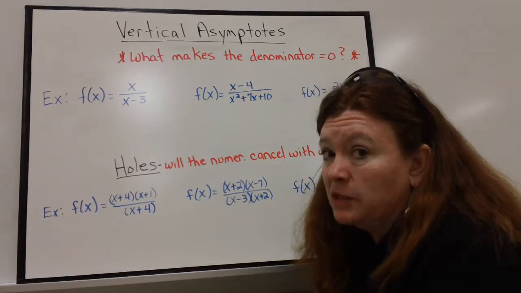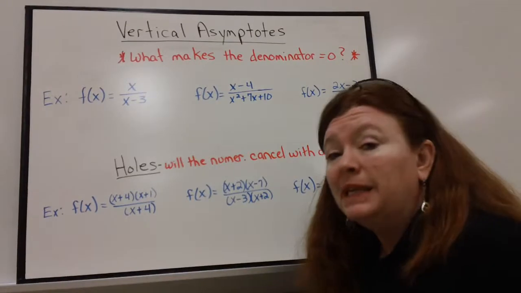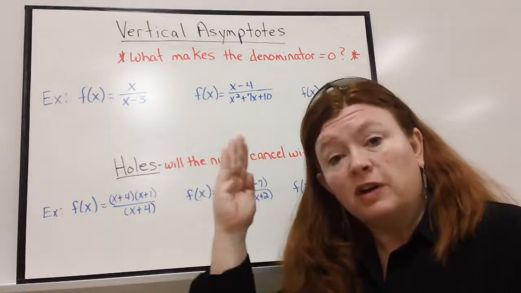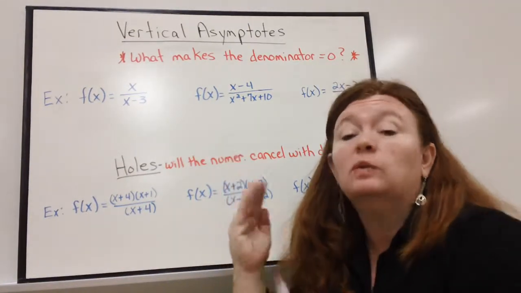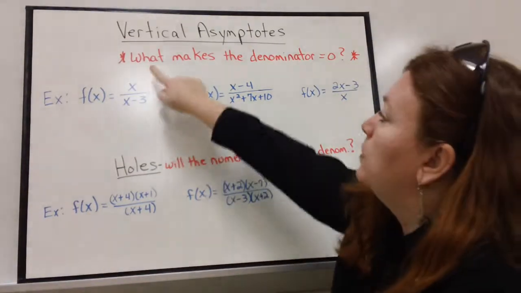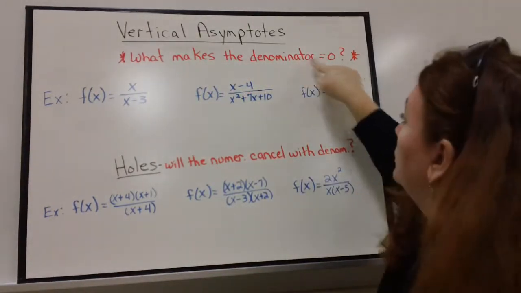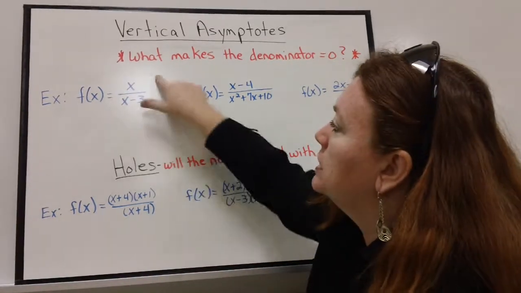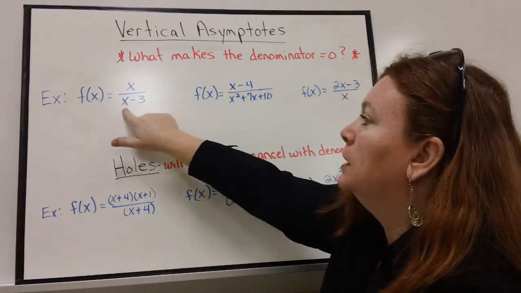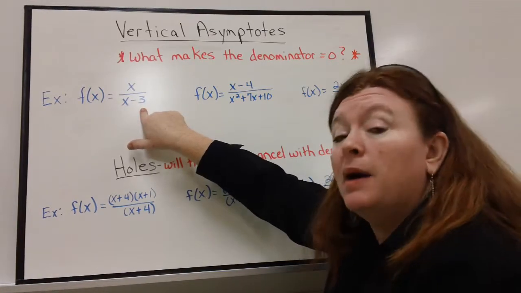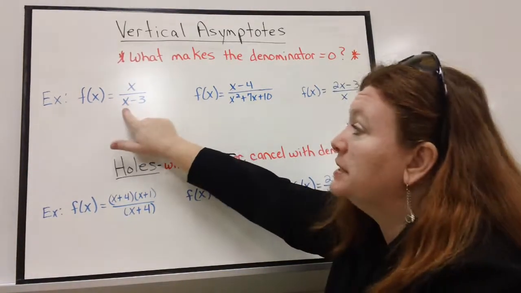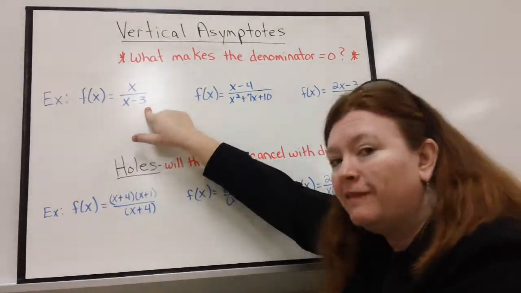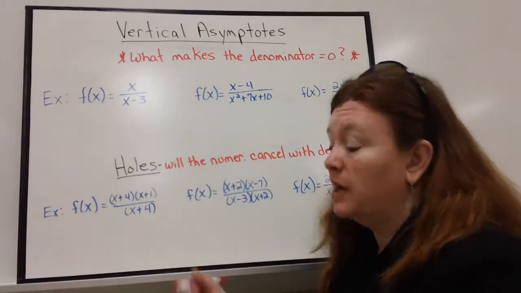Vertical asymptotes, however, are based on a completely different concept. Think of a vertical line. A vertical line has an equation, x equals a number. So what we want to focus on is what makes the denominator equal to 0, and that's where your x is. So we want to look at the denominator. I have a problem with x being a positive 3. If x is a positive 3, 3 minus 3 would give me 0, and you can never, ever have 0 in the denominator of a fraction.